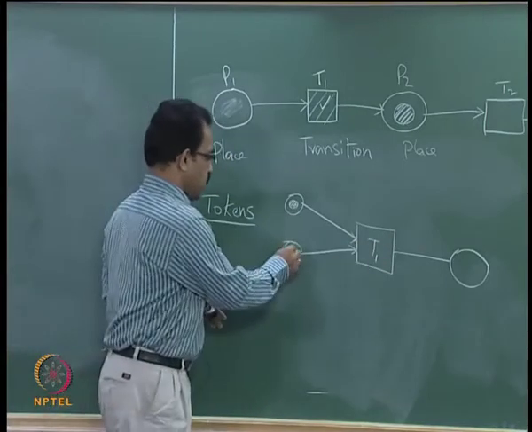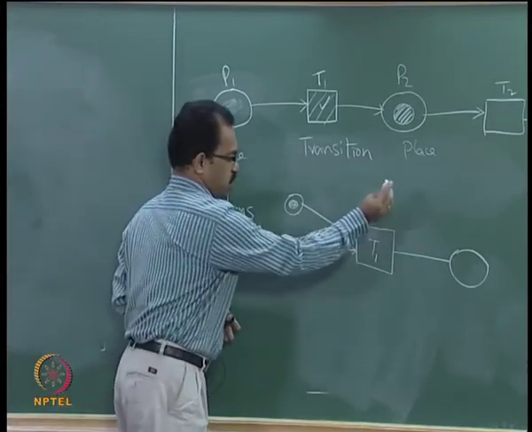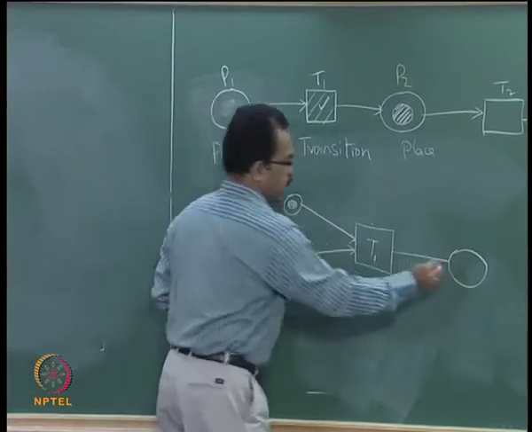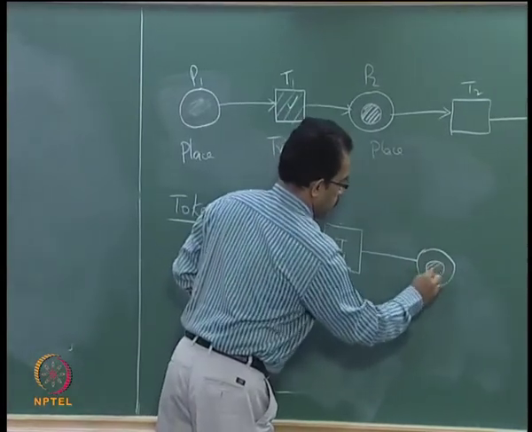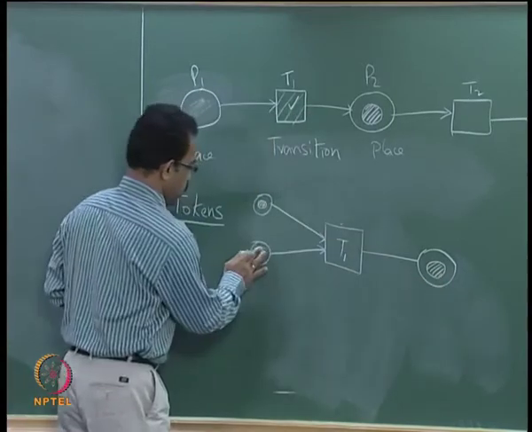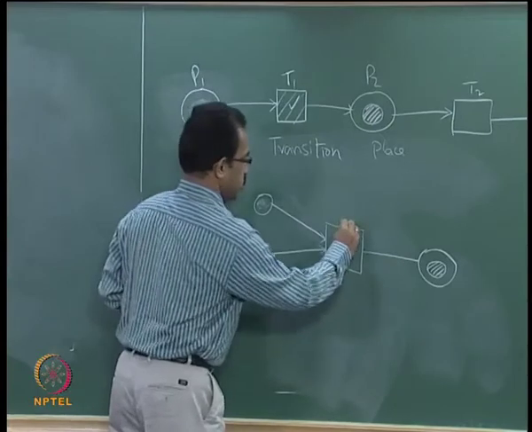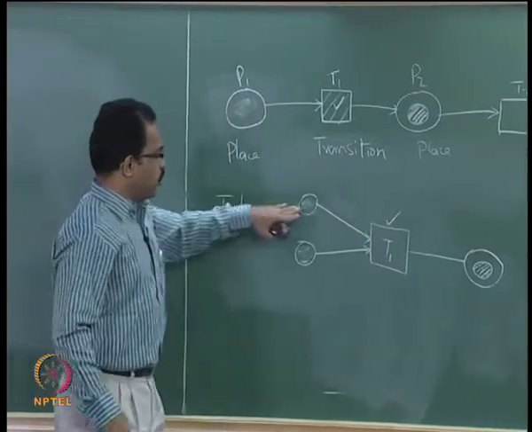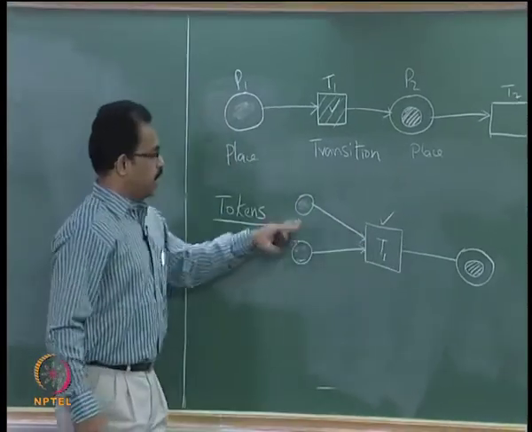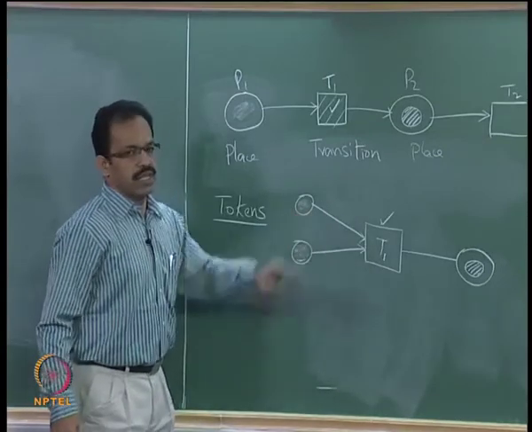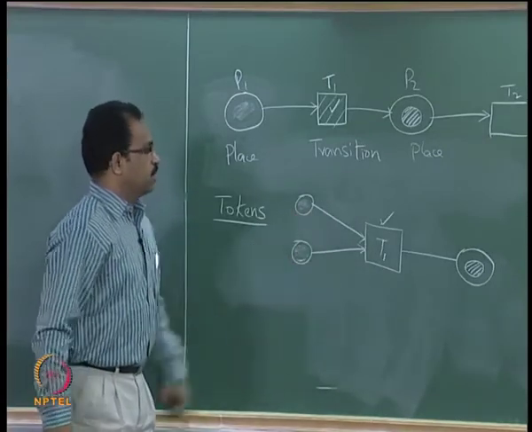In this case, when I fire this transition, both tokens will be removed and there will be a token over here once it is fired. If there is only one token, then this cannot be fired, there will not be any transition, and there will not be any change in the status of that particular place.